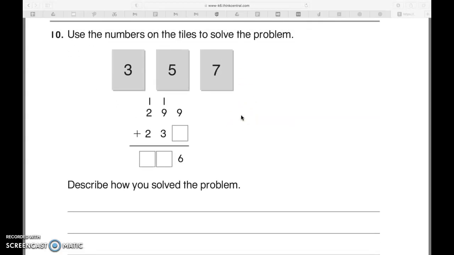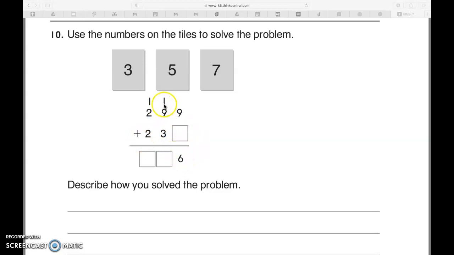Number 10, use the numbers on the tiles to solve the problem. So you have the numbers 3, 5, and 7. You're going to use each one of those numbers in the missing spots. So it looks like you have 299 plus 230 something. 9 plus blank. Let's check our sum.